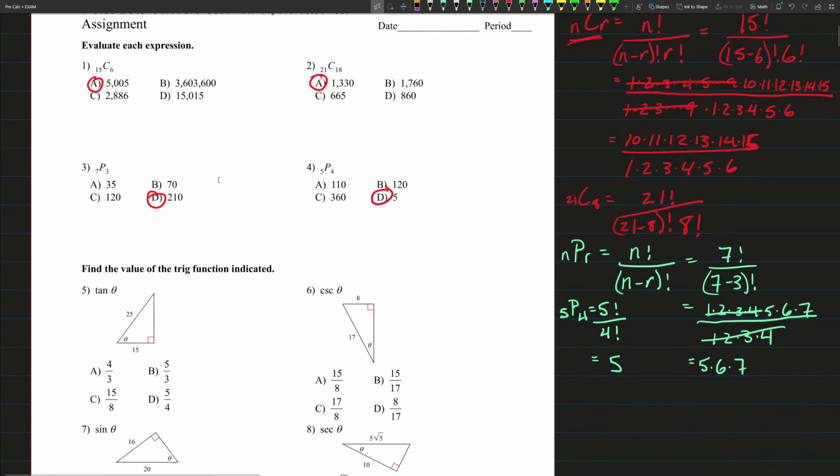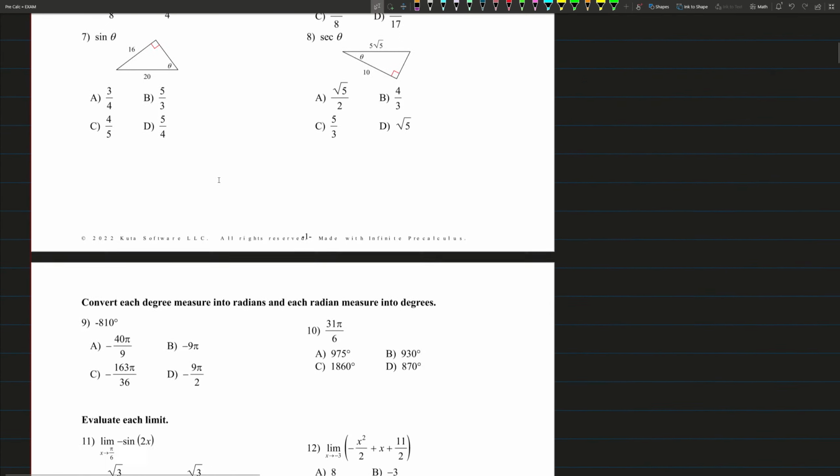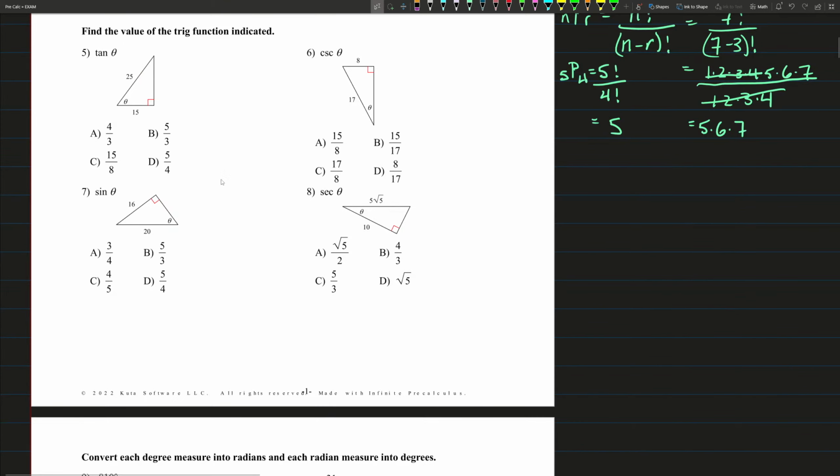All right, so that's combinations and permutations. 5 through 8 have to do with triangles, right? So we got to know SOHCAHTOA and a little bit of Pythagorean theorem. So for number 5, tangent is opposite over adjacent. We are given the adjacent side and the hypotenuse, right? So we need the opposite.